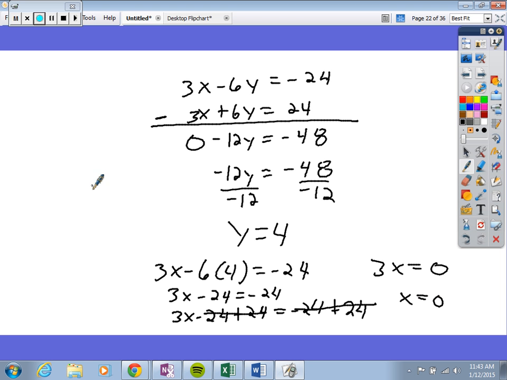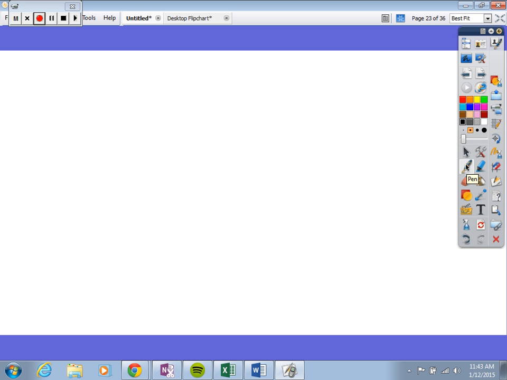So the point where my lines cross is 0 comma 4. So that's the point where my two lines cross. And that's how you solve problem number 22. So let's go on to problem number 23. Problem number 23 says, graph the system of inequalities.